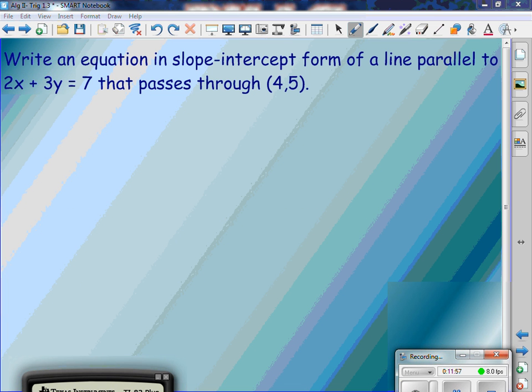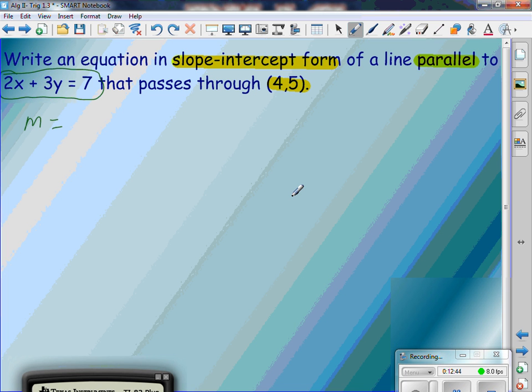All right, write an equation in slope-intercept form of a line parallel to 2x plus 3y equals 7 that passes through (4, 5). What am I trying to find? Slope-intercept form. That is the form my answer must be in. If it's not in that form, it is not correct because you did not follow directions. It has to be parallel, and it has to go through (4, 5). How do I find out that something is parallel? What do I have to know? I have to know the slope. So I have to find out what m is. Can I easily tell from here what m is?